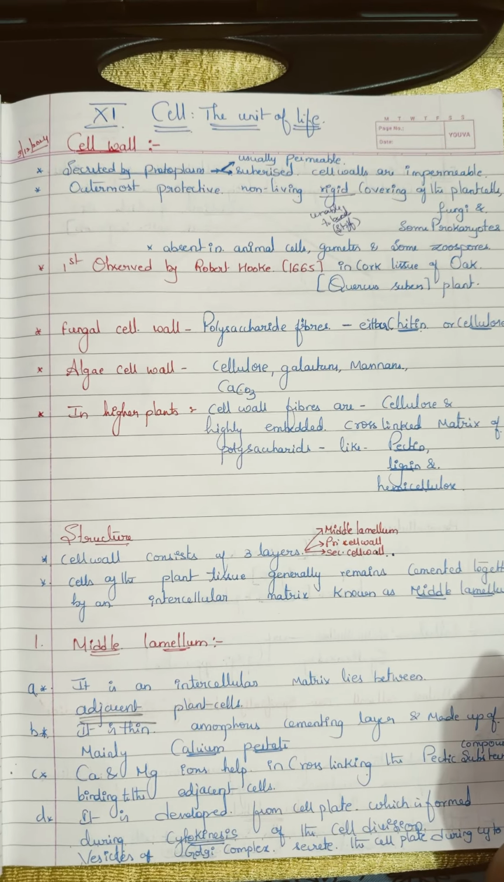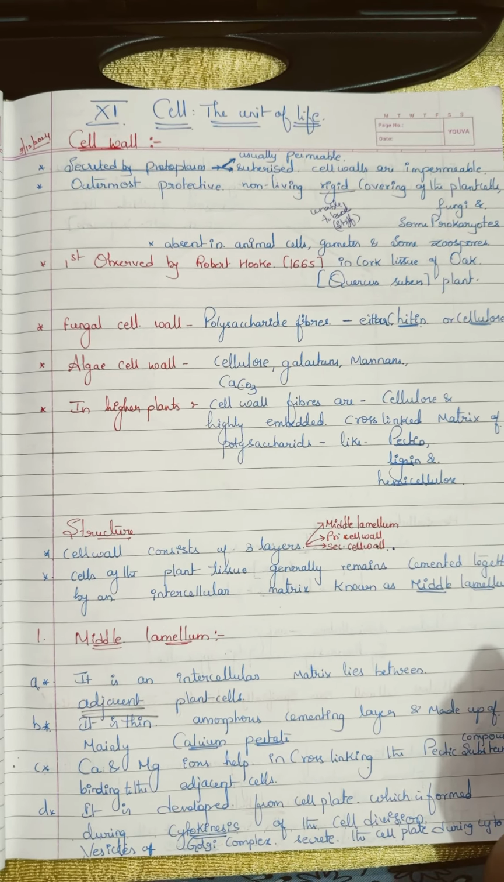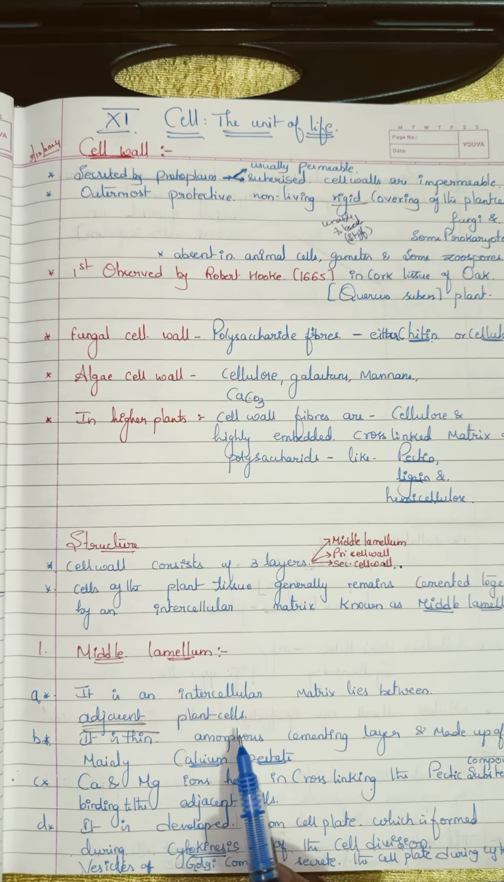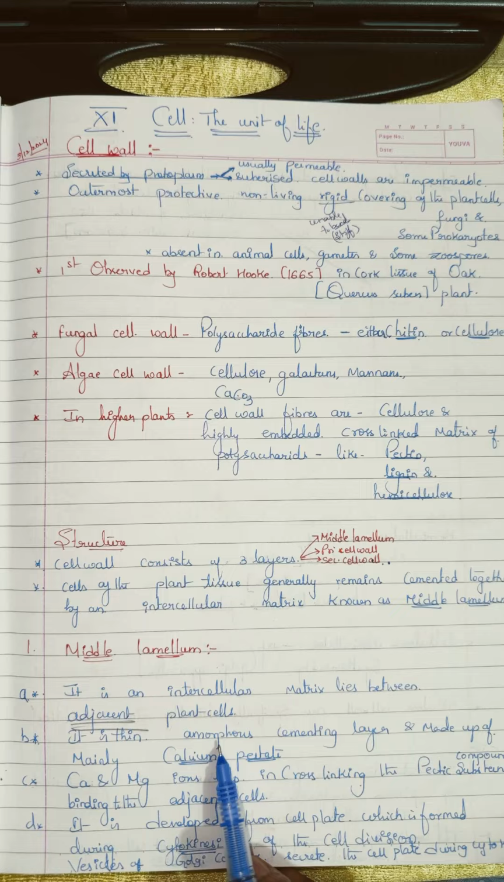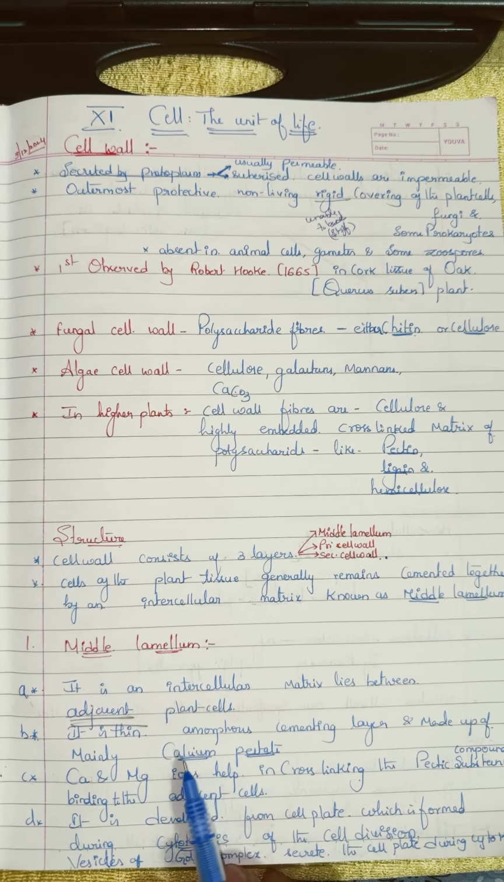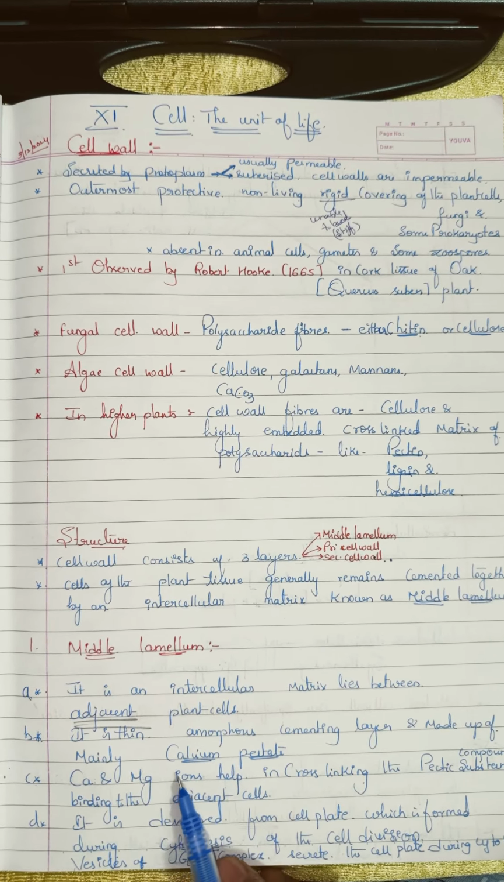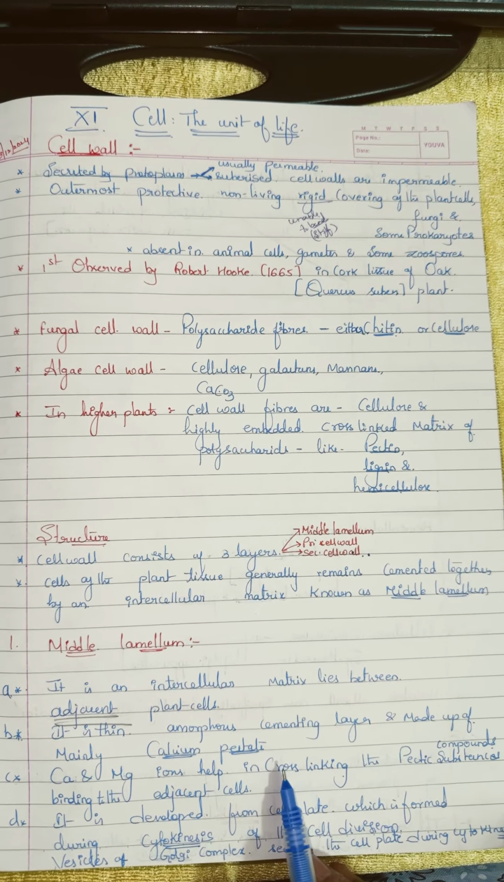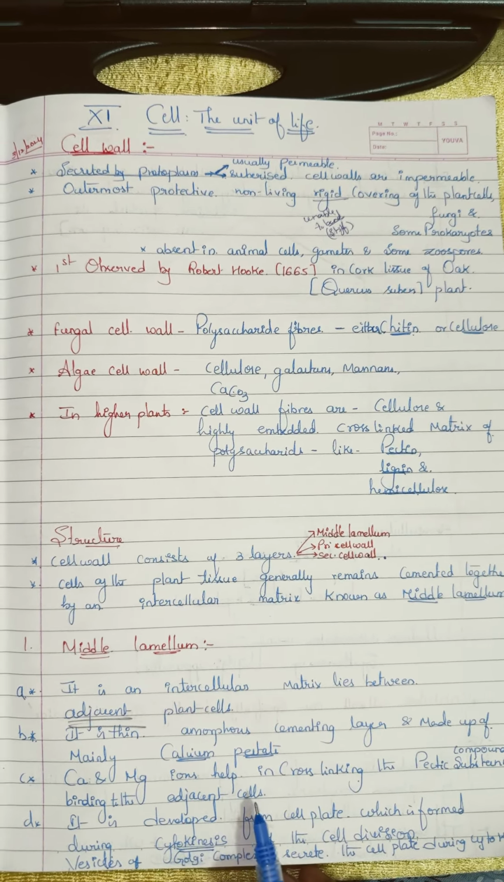So let's begin with the middle lamella. It is an intercellular matrix that lies between adjacent plant cells, and it is a thin, amorphous cementing layer made up of mainly calcium pectate. Calcium and magnesium ions help in cross-linking the pectic compounds, binding the adjacent layers also.